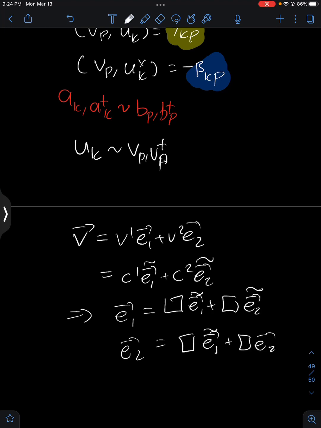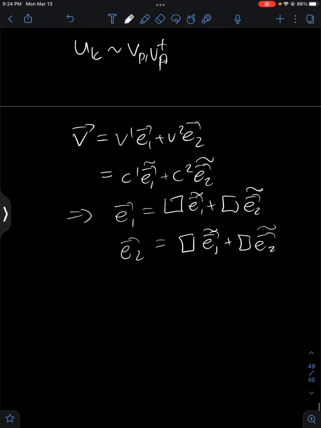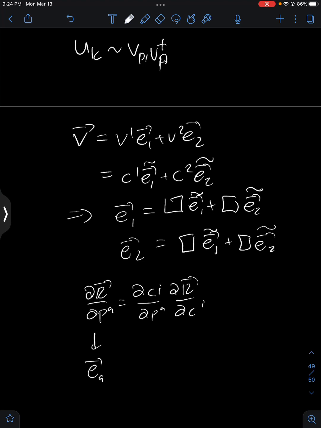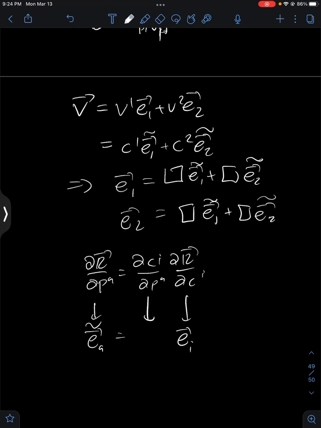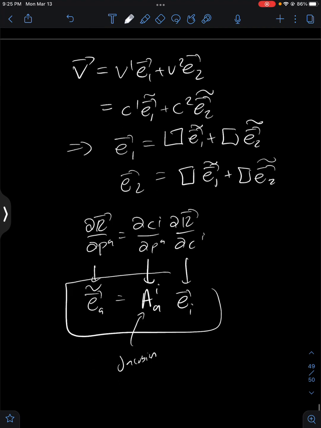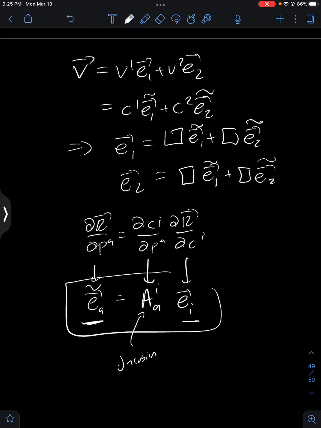You can show this better by using tensor calculus. So we know that partial r over partial p_a is just partial c^i over partial p_a, partial r over partial c^i, where this is just the new basis vector, right? And this is the old basis vector. And this over here is going to be a matrix. Let's call it A^i_a. And this is what's called the Jacobian, by the way. So this is the Jacobian, and this relates the new basis with the old basis.